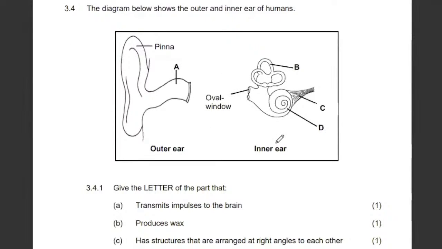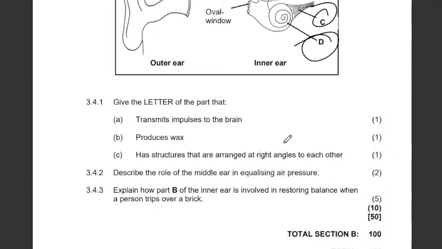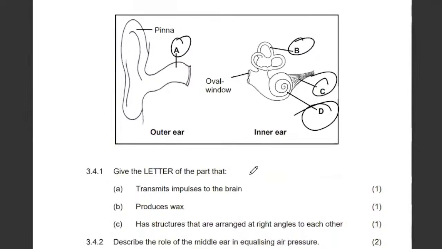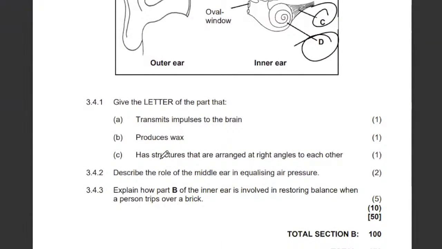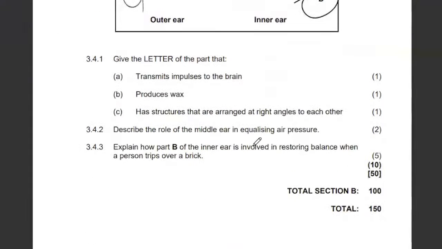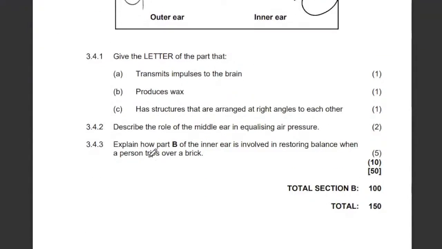And then here, please label everything before the auditory canal, semicircular canal, auditory nerves, then cochlea. Saying label the layer of the part that transmits impulses to the brain is C, and they're saying that the part that produces wax is A. They're saying layer. They're not saying name. The structures that are arranged at a right angle to each other is B. Yes, they're at a right angle so that you can cover all the planes.